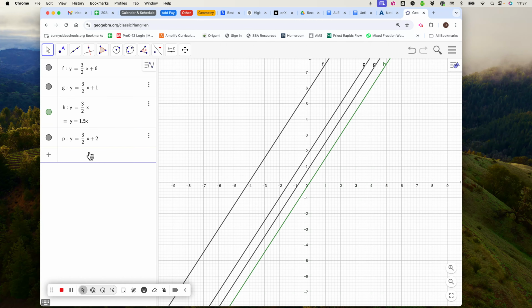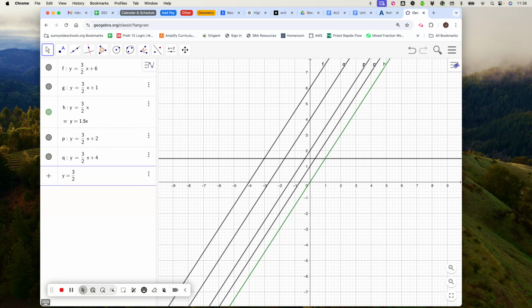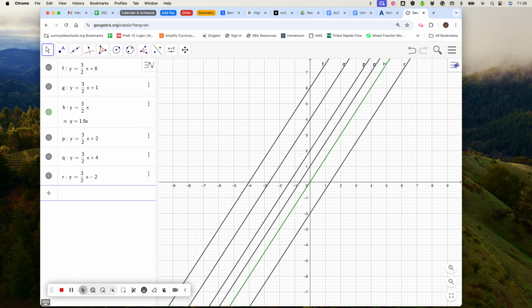Another one that's parallel. Y equals 3 over 2 x plus 4. Another one that's parallel. I hope you're kind of getting the idea. Like I could put anything, any y-intercept after the 3 over 2. Let's do a negative one. Y equals 3 over 2 x minus 2. And every single time I'm going to end up with parallel lines because my slope is identical. The slope is exactly the same, and that is always going to produce parallel lines.